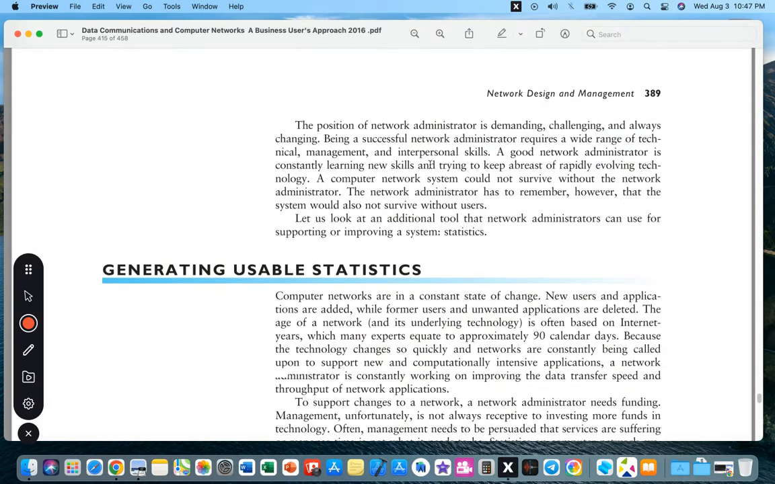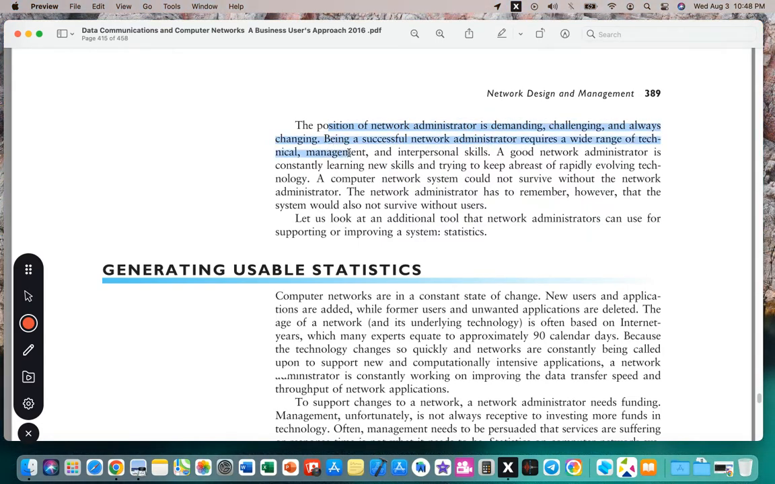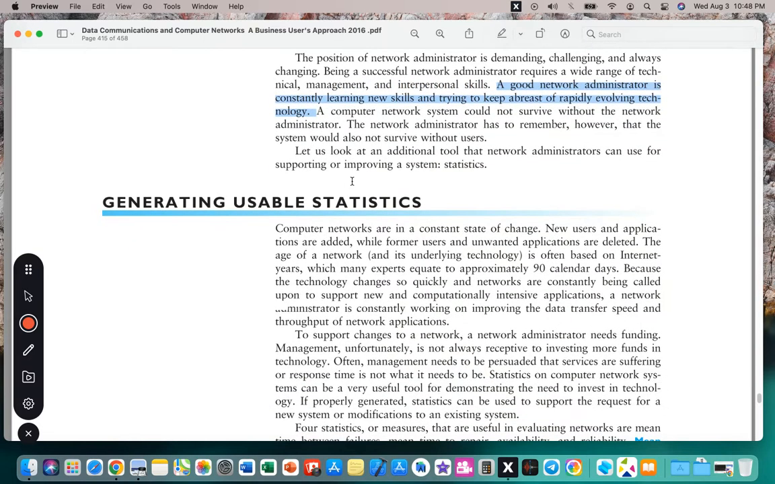The position of network administrator is demanding, challenging, and always changing. Being a successful network administrator requires a wide range of technical, management, and interpersonal skills. A good network administrator is constantly learning new skills and trying to keep abreast of rapidly evolving technology. A computer network system could not survive without the network administrator. The network administrator has to remember, however, that the system would also not survive without users.